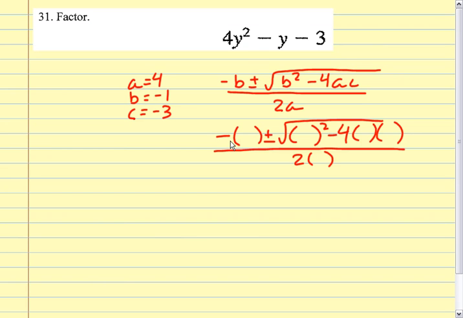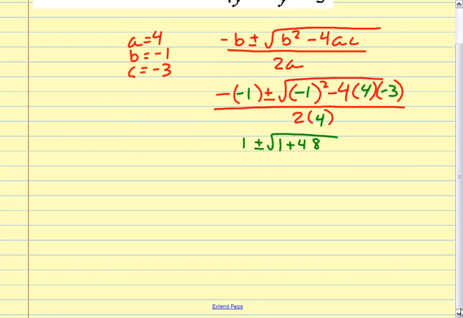Now I'm going to plug in. B, -1, -1. A, 4, 4. C, -3. Now let's simplify. -1 is +1, plus or minus the square root of 1, and then, let's see, that's going to be plus 48, all over 8. So that's going to be 1 plus or minus the square root of 49 over 8.